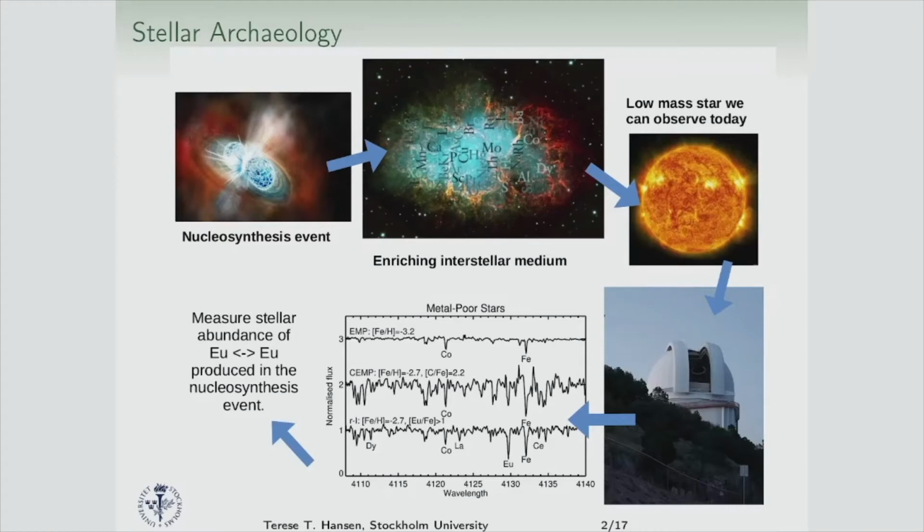And you point your favorite telescope at it, and I'm sorry that this is not the NOT. I should update my slides. And then you take a spectrum, and you find absorption lines like this one, for instance, which is a europium line. And you say, great, then I can get a europium abundance. And then in principle, this europium abundance will tell you how much europium was created in this nucleosynthesis event. So that's sort of the basic overview of the idea of stellar archaeology.